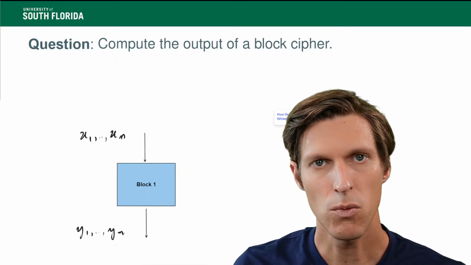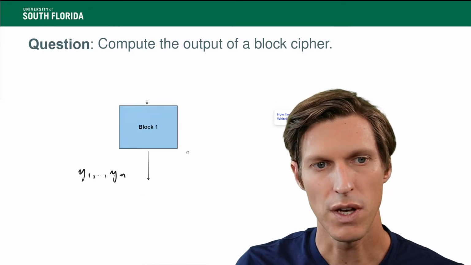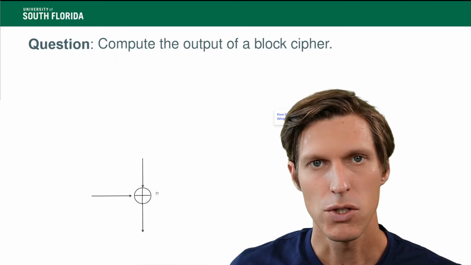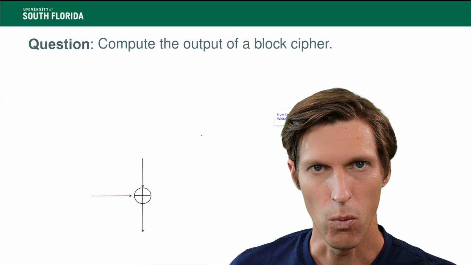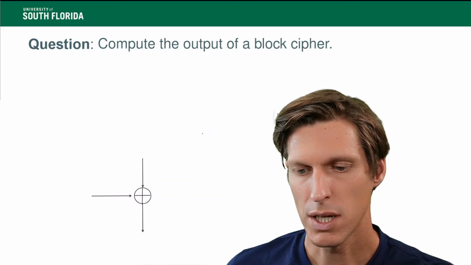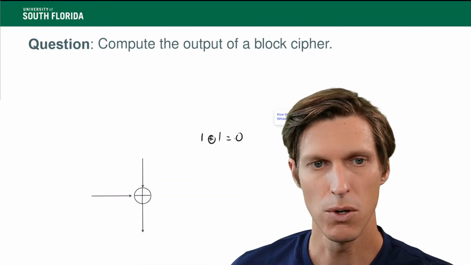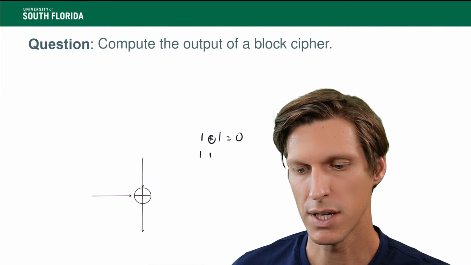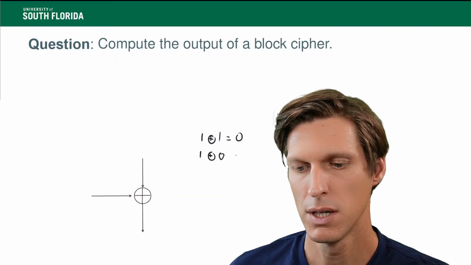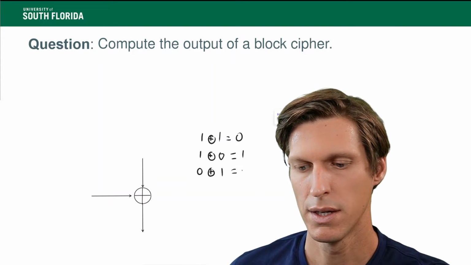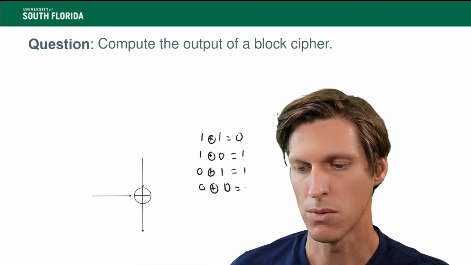Okay, so let's start with perhaps one of the most famous blocks, which is the XOR bit by bit. The XOR operation on one bit takes 1 and 1 and returns 0. Otherwise, everything else behaves like a regular addition. So 0 plus 1 is 1, and 0 plus 0 is 0.